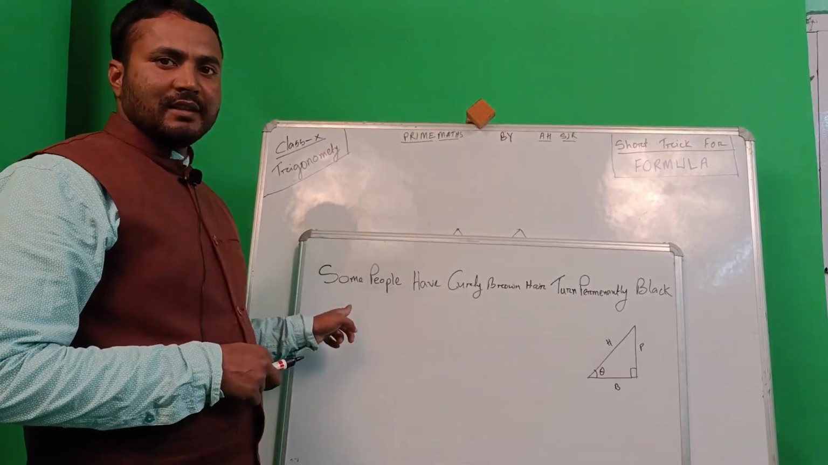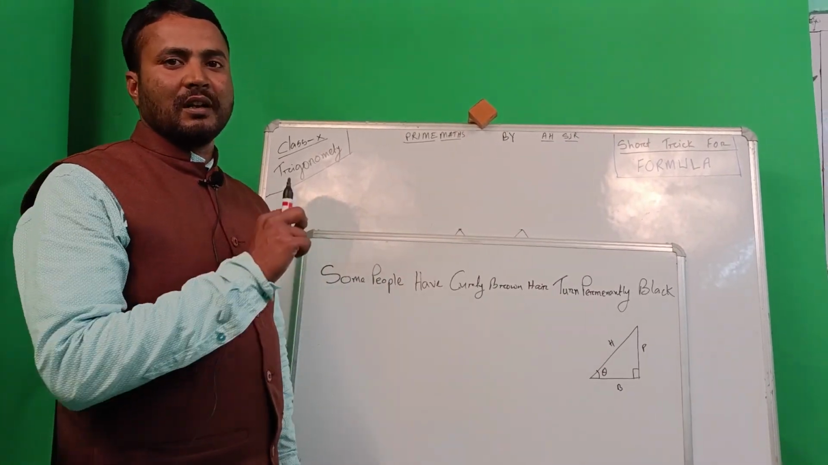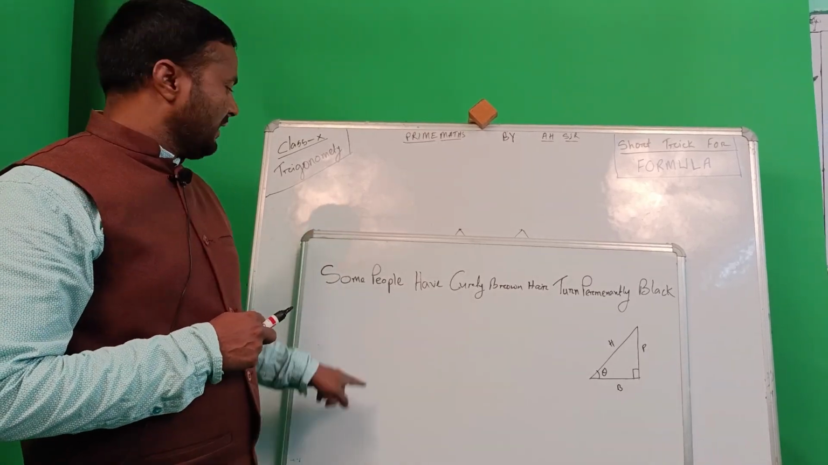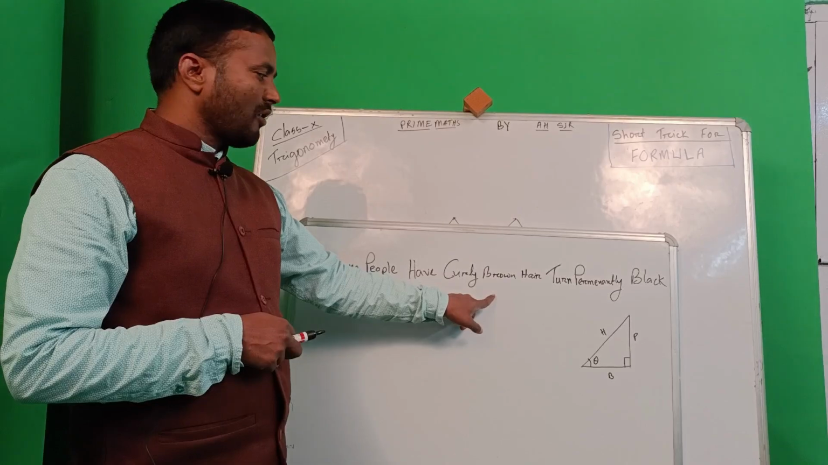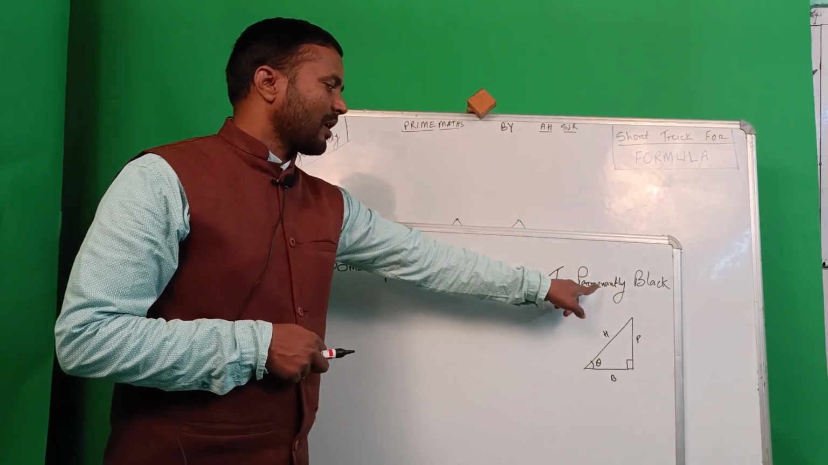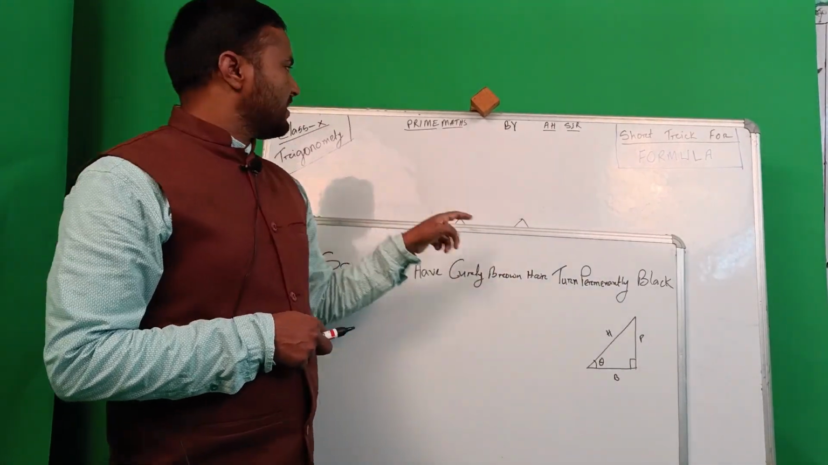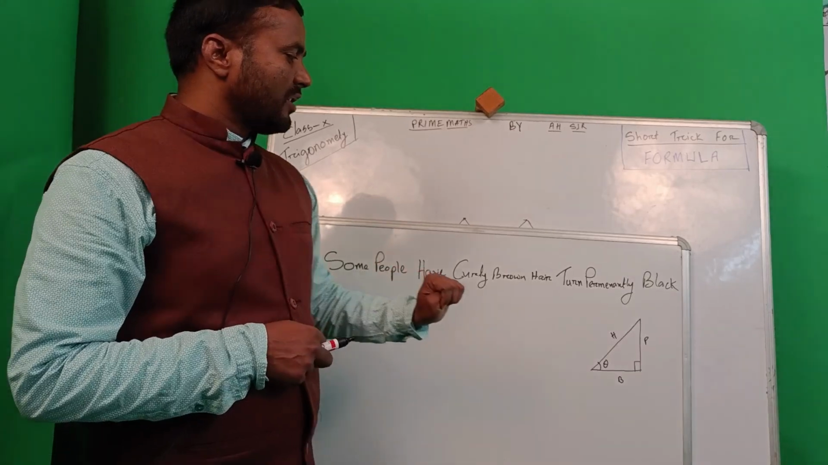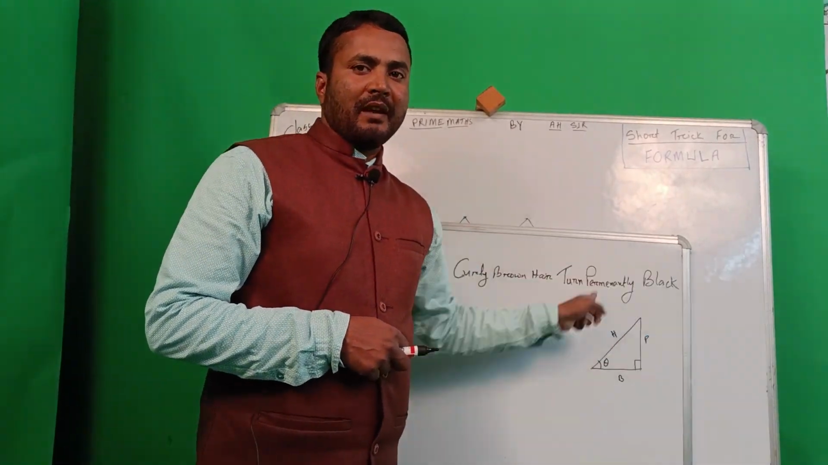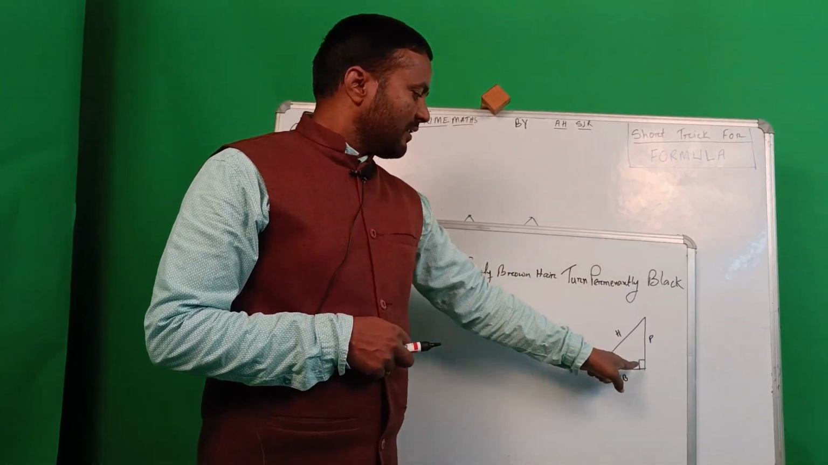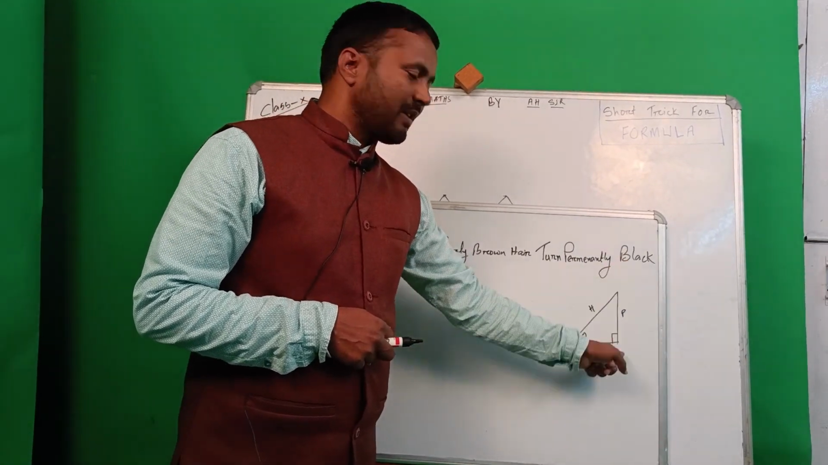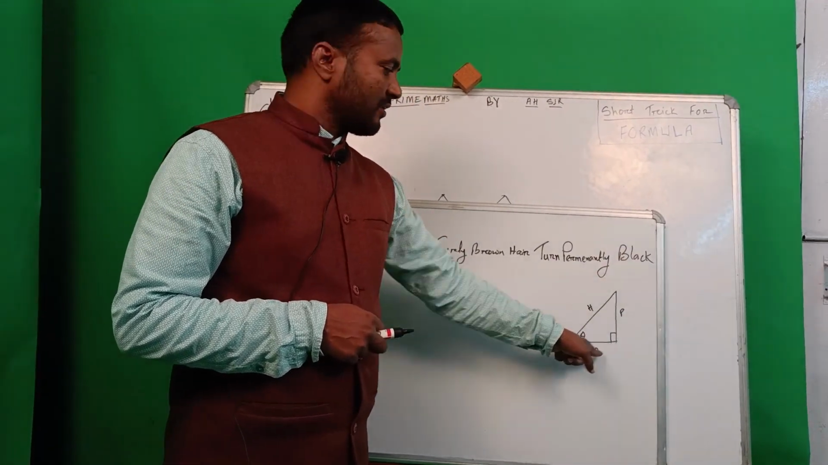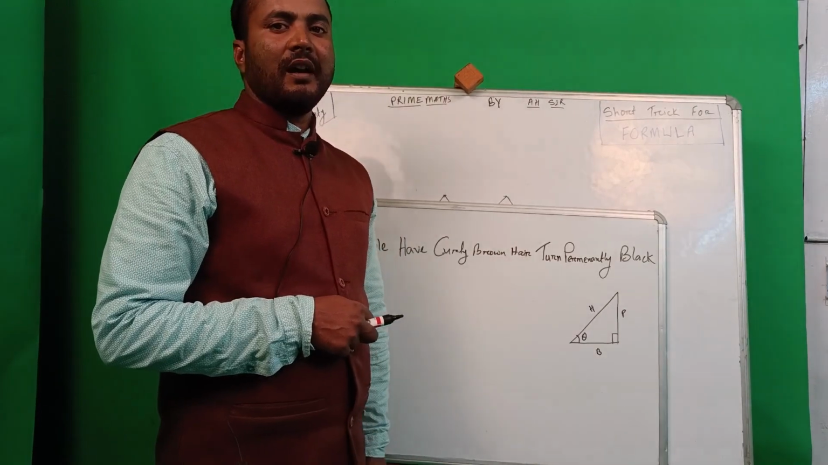There is a sentence, and based on this sentence we'll attach the formula. The sentence is: some people have curly brown hair turned permanently black. Since the chapter name is trigonometry, it comes from the right angle triangle. In this right angle triangle, this angle is 90 degrees, this side is called base, this is perpendicular, and this is hypotenuse. So the three sides will be connected with the ratios.